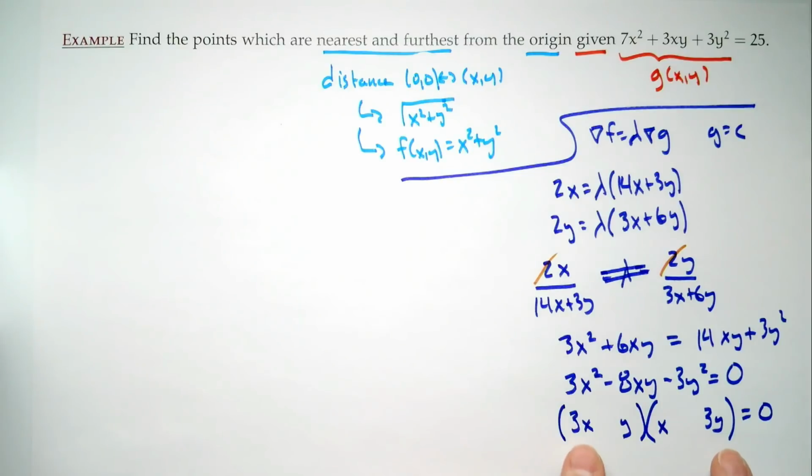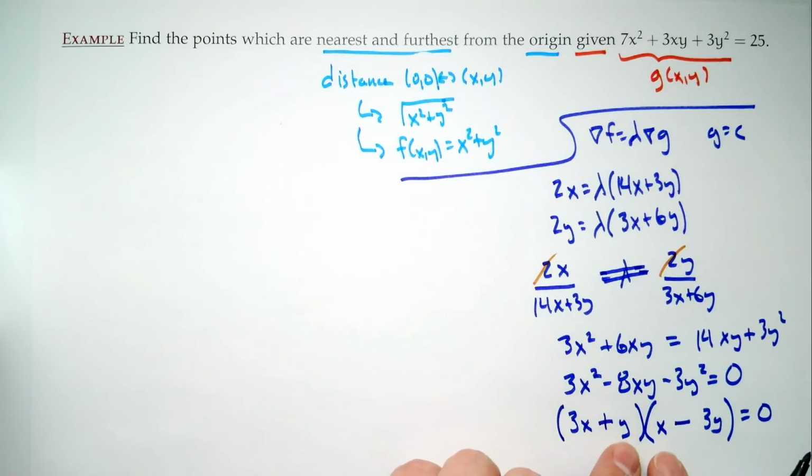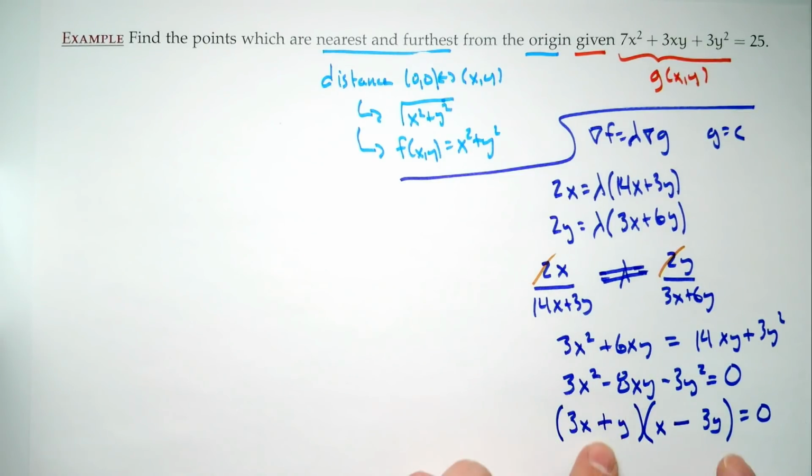So this would give us 9xy. That would give us xy. Somehow we want to end up with minus 8xy. That would do it. Minus 9xy plus xy is negative 8xy. You get minus 3y squared plus 3x squared.